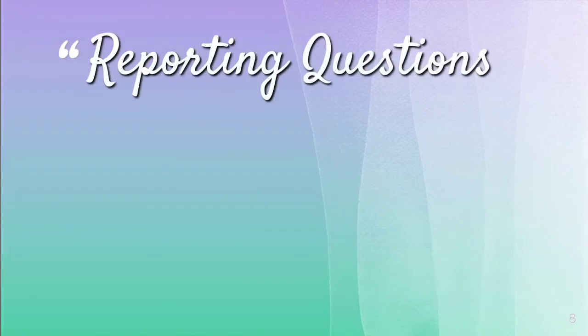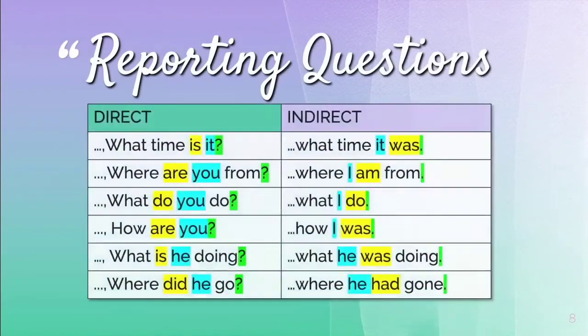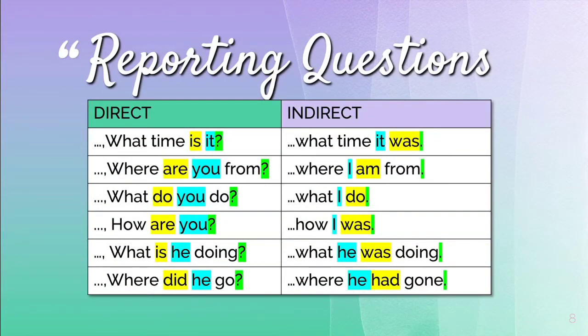So now, how do we report questions? Well, there are three things to consider. First, the verb or tense of the sentence, then the pronoun, and then the punctuation. So I highlighted these three items in three different colors. The yellow is the tense or the verb of the sentence. Then the pronoun is in blue, and then green is the punctuation.